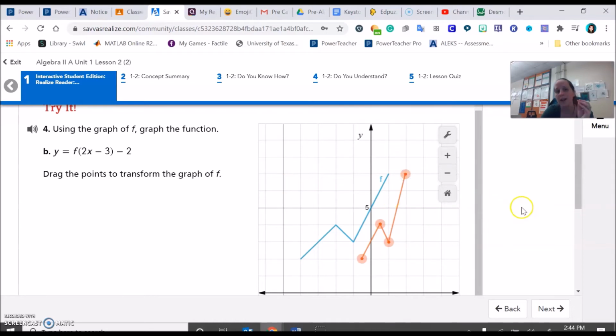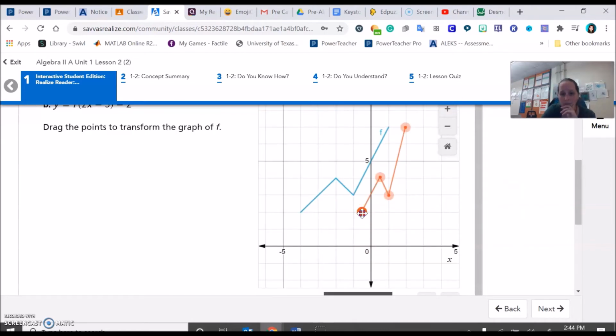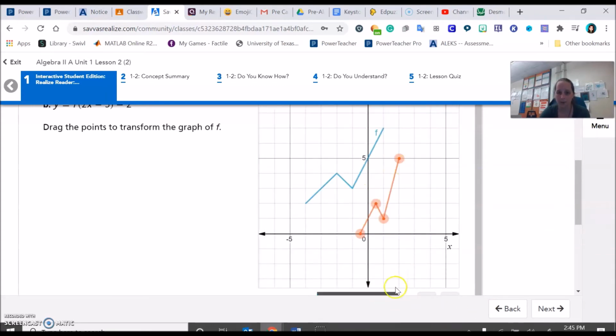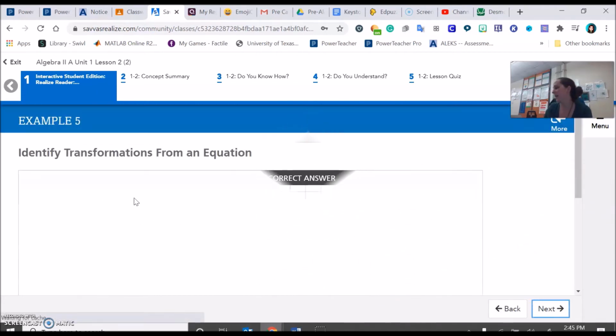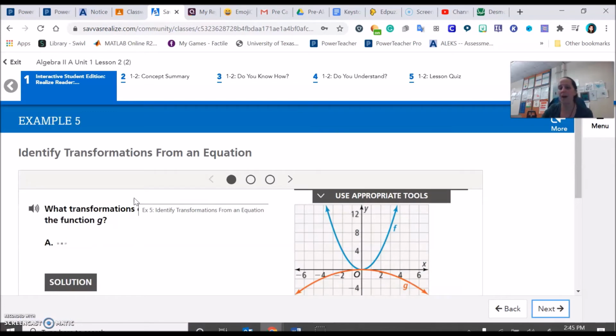Okay, so then I want to move it down 2. Let's move everything down 2. 1, 2. Okay, so here's my new points. Check my answer. That's what it is. Here's my answer. Okay. All right, then I have example 5.